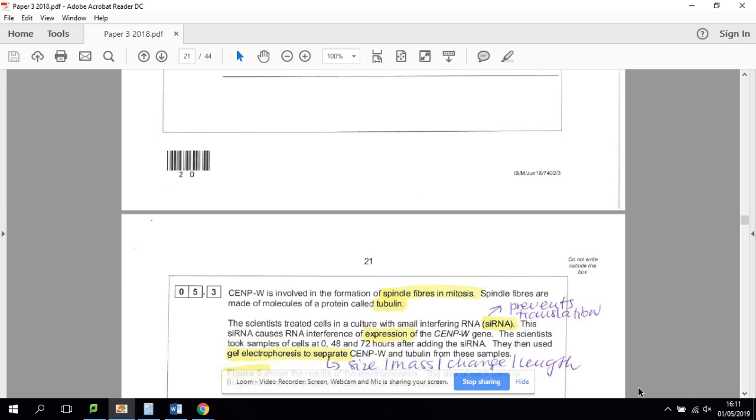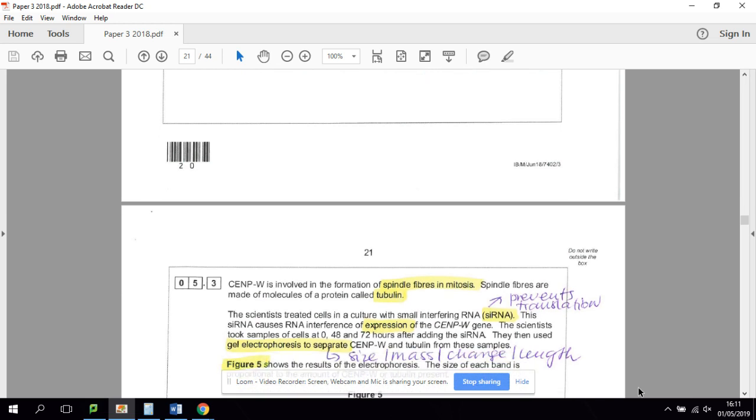Next, we've got the information about spindle fibers in mitosis, and they are made of the protein called tubulin. Scientists treated cells in the culture with small interfering RNA. What does that do? You should remember that it prevents translation, so you should write this down straight away. And this siRNA causes RNA interference of expression of this gene. The scientists took samples of cells at 0, 24, and 48 hours after adding this siRNA.